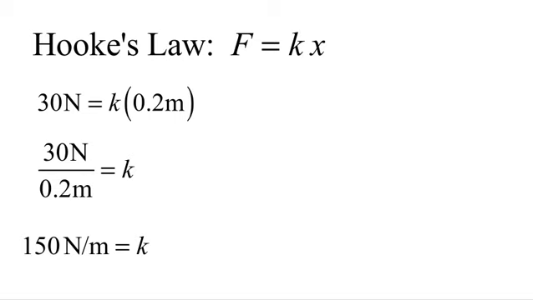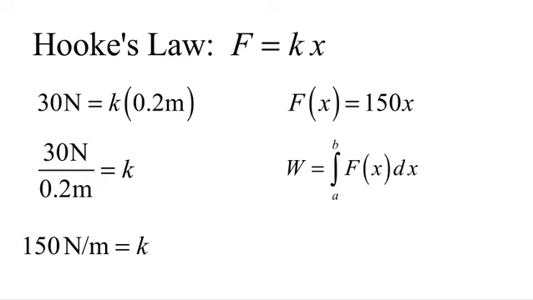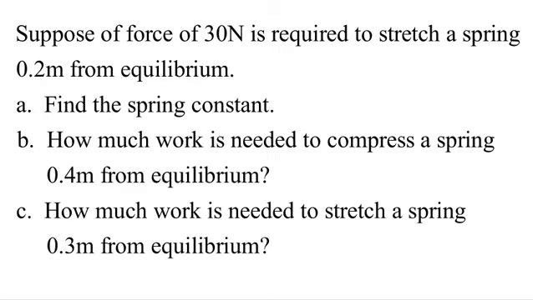But our force for this spring, big F, is kx. So our variable function for the force will be 150x. F of x, 150x. Now, what are we trying to do here? What was our goal? Let's go back to the question. How much work is needed to compress a spring 0.4 meters from equilibrium? So assuming we're starting at equilibrium, we're starting at 0, and then we're compressing it 0.4 of a meter, pushing it up. So what will my integral be?